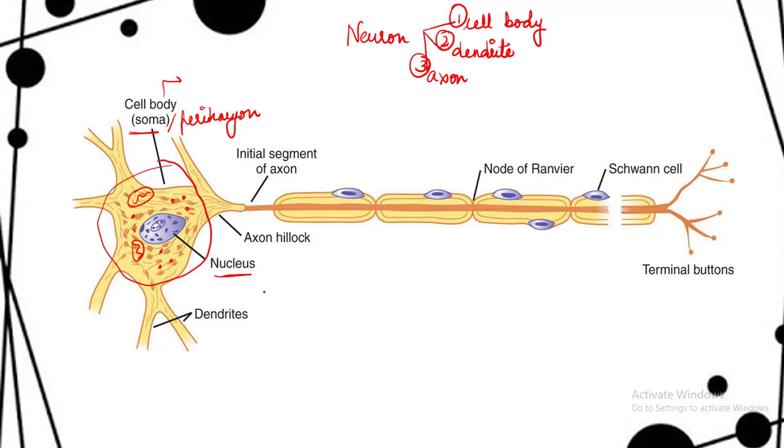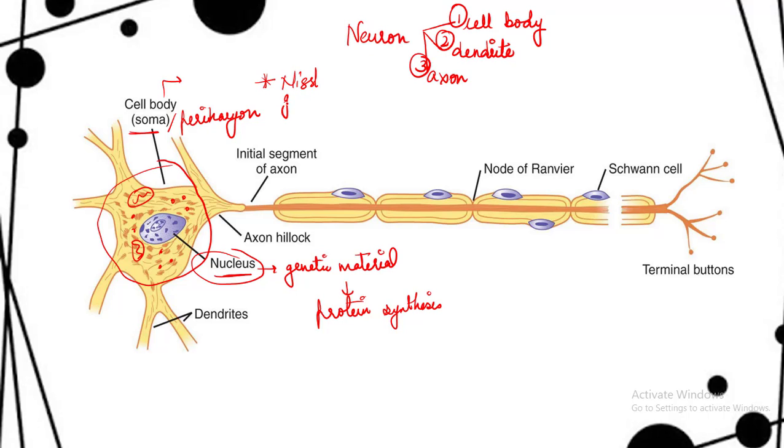The cell body has a nucleus, and the nucleus has genetic material, DNA. So the cell body will be capable of the synthesis of protein. Then a very important question which is asked repeatedly in NEET PG is regarding the Nissl granule.